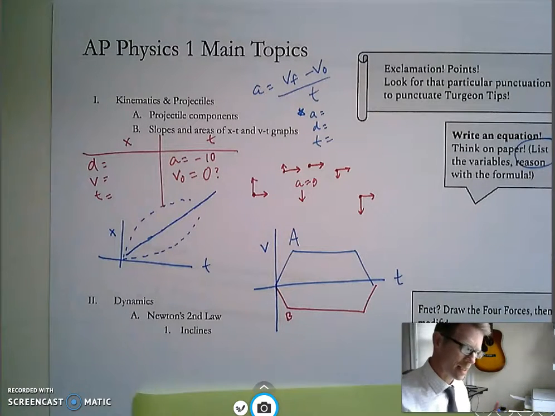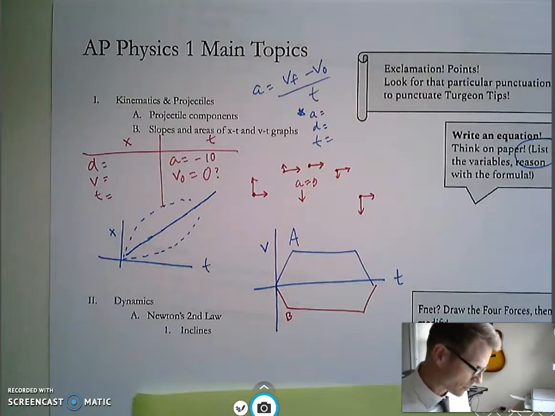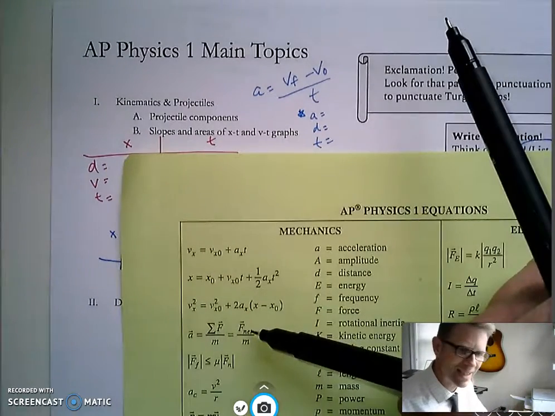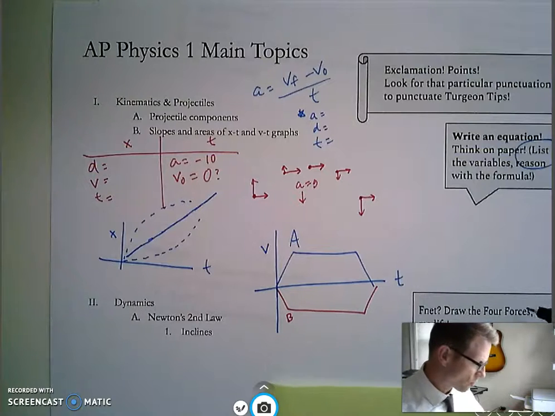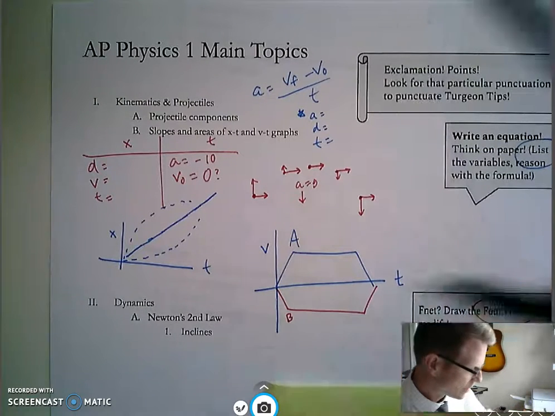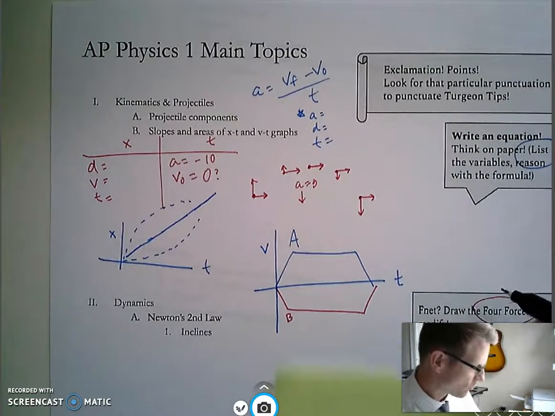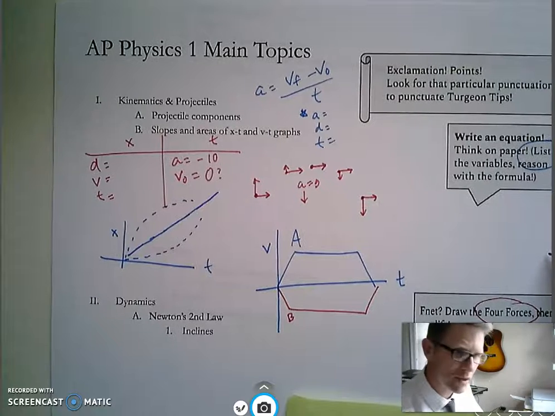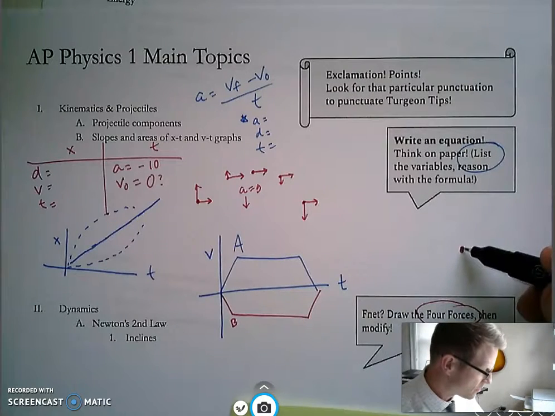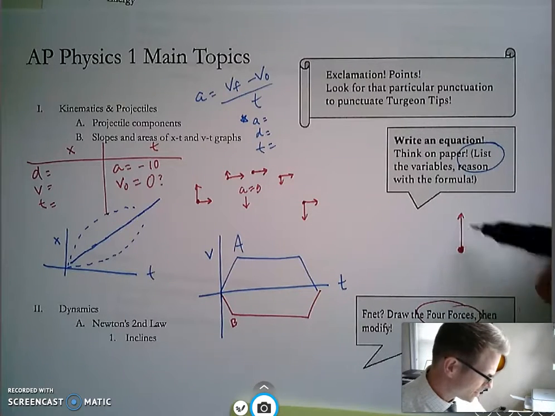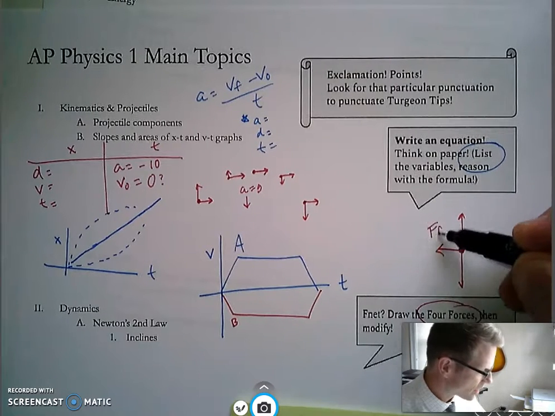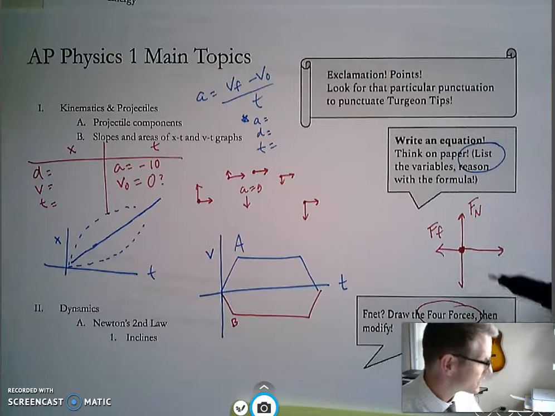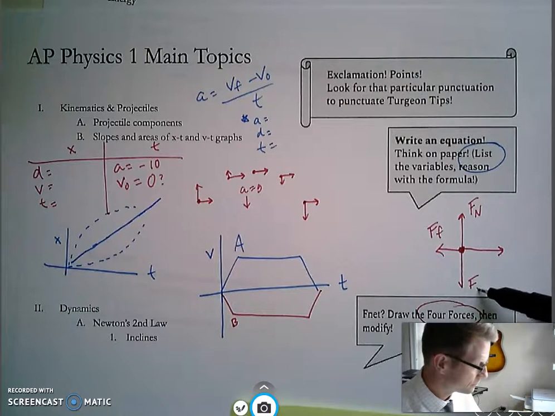Dynamics. When I think dynamics, you basically think Newton's second law. And when you look at the equation sheet, there it is. I see that F net, and that F net reminds me to draw forces. Okay, let's do the basic four forces, and then we can always modify those. The basic four forces are going to be wrong in a lot of situations, so that's crazy. Why would I draw those? Because they give you somewhere to start, and you can think, is that really there? Is that really there?